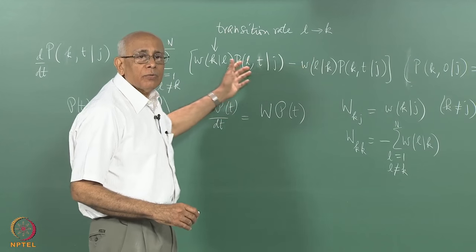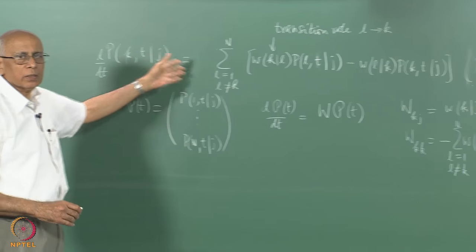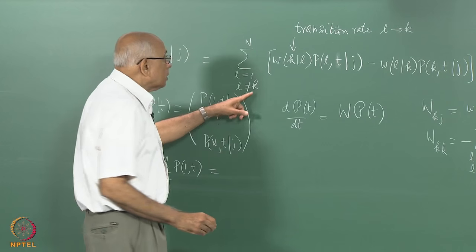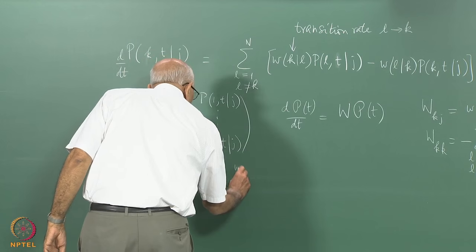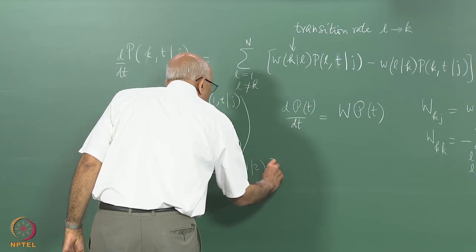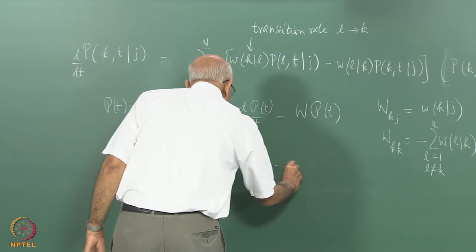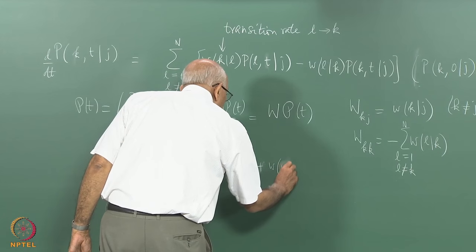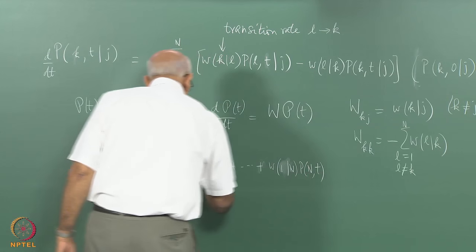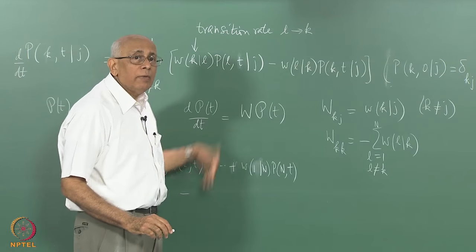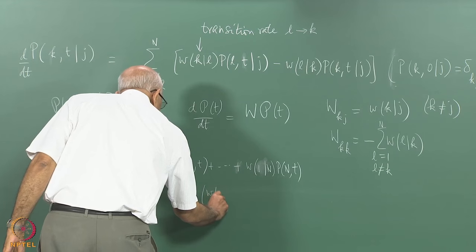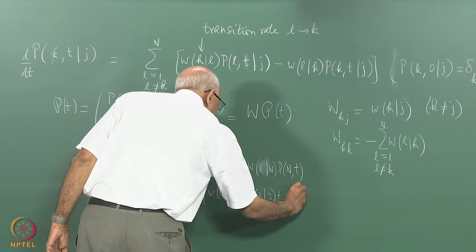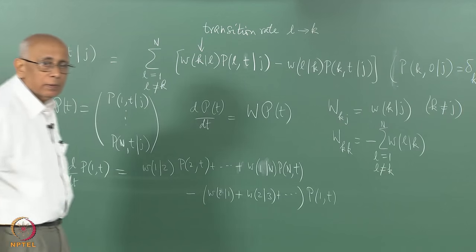Just go back to this equation, let us write this equation for instance for the case when k is 1. And let us suppress the index j, that is not necessary here. So essentially you have an equation like d over dt p of 1 comma t equal to, on the right hand side you have to sum over all 2, 3, 4, etc. So it is equal to w 1 2 p of 2, t plus dot dot dot plus w 1 n p of n comma t, minus this quantity here, which is just a sum over l leaving out the index 1. So this is equal to minus w 2 1 plus w 3 1 plus etc., times p of 1 comma t in this fashion.